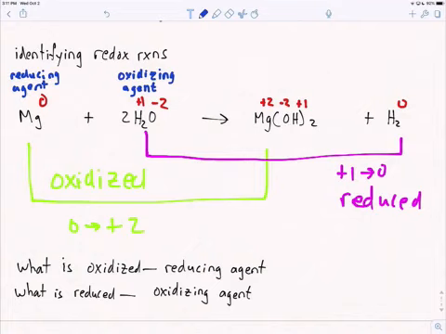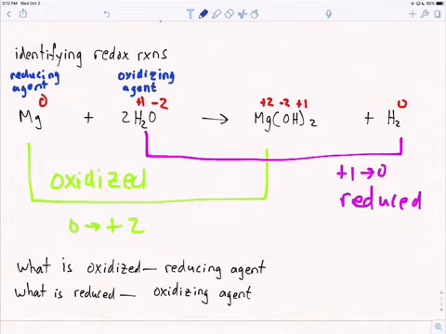Okay, let's look at this equation then. We have magnesium plus 2 waters makes magnesium hydroxide and hydrogen gas. Let's look at the oxidation states. Magnesium is a free element. Its oxidation state is 0. In water, hydrogen's +1, oxygen's -2. In the compound, magnesium is an alkaline earth, so it's +2. Hydroxide is still -2, +1. And then hydrogen is a free element. Its oxidation state is 0.